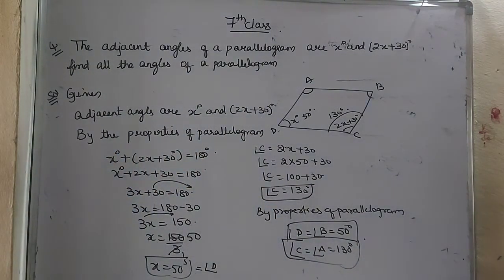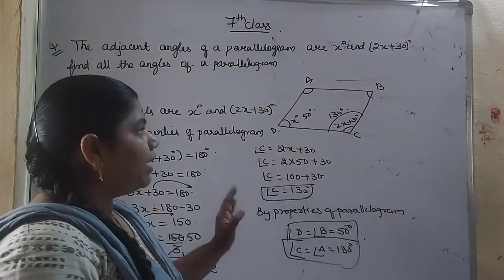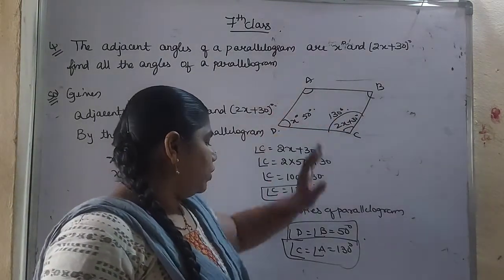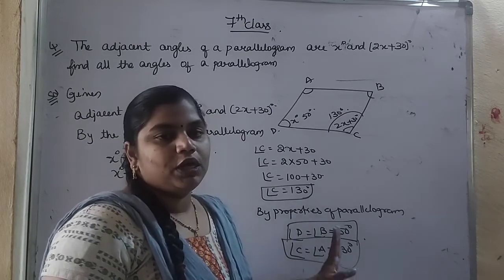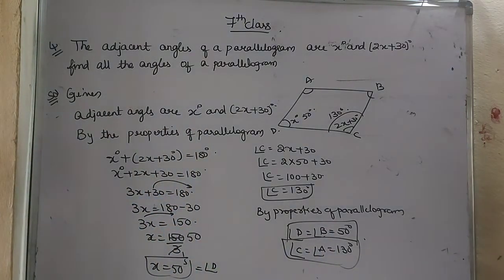So the sum of two adjacent angles, we know, will be equal to 180 degrees. By using that property, we got the x value as 50 and the C value as 130. And again by using the properties of parallelogram, the opposite angles will be equal. So angle D will be equal to angle B and angle C will be equal to angle A. So this is our fourth solution.